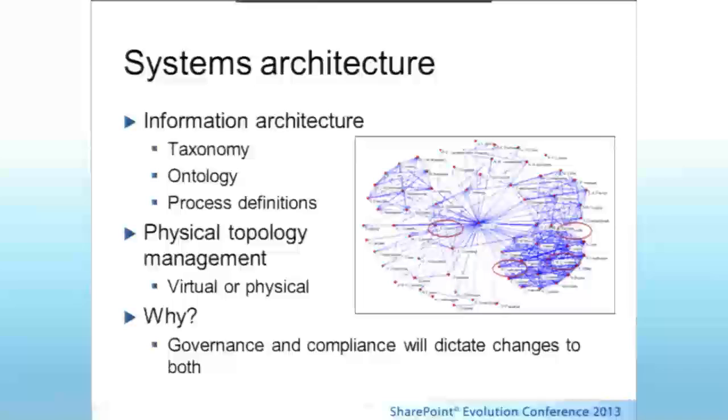So we talked about that already. The physical topology, 13 different farms. The informational structures: as your policies and risks change, your information architecture changes. Your information architectures, your taxonomies, your ontologies, your process definitions, your policy definitions, those will change over time.